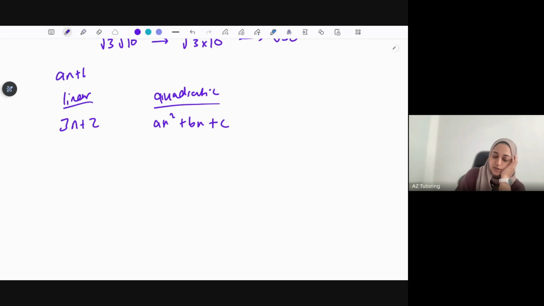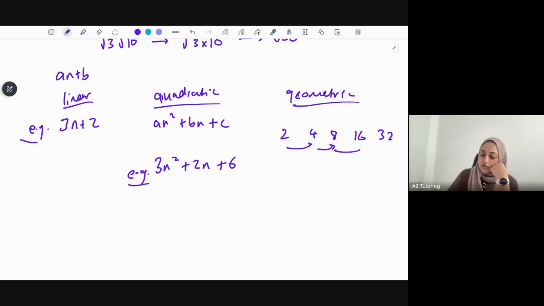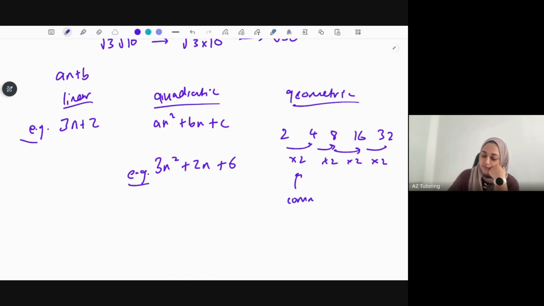This one's an plus b. So we could say 3n squared plus 2n plus 6 as an example. These are just examples. And then a geometric sequence is one where you're timesing by the same number. So for example, 2, 4, 8, 16, 32. This is a geometric sequence because each time I'm timesing by 2. So 2 times 2 is 4, 4 times 2 is 8, 8 times 2 is 16, 16 times 2 is 32, where we call 2 the common ratio.